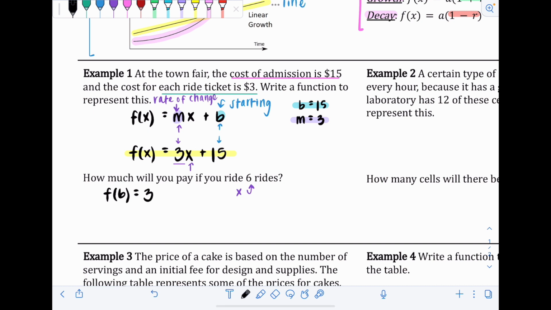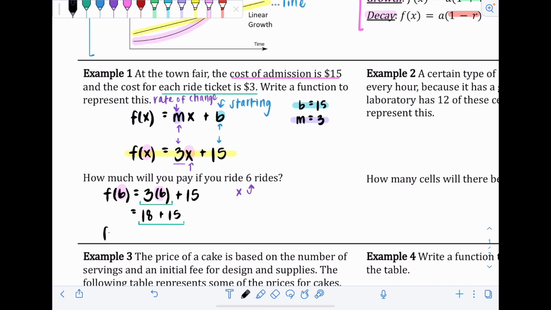equals 3, and then I have an x in my function here and here, so if I'm going to put 6 in for x, I'm going to put it in for both x's. So it'd be 3 times 6 plus 15. And then after that, I would follow order of operations to simplify. So in this problem, I have multiplication and addition. I would need to multiply first before adding. So I do 3 times 6, that's 18. Bring down the plus 15. And then after that, I can add the 18 and the 15.